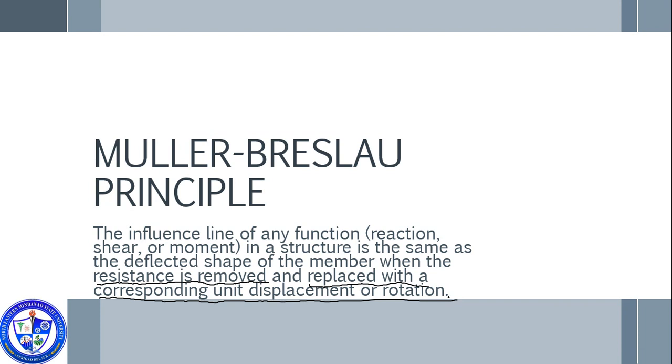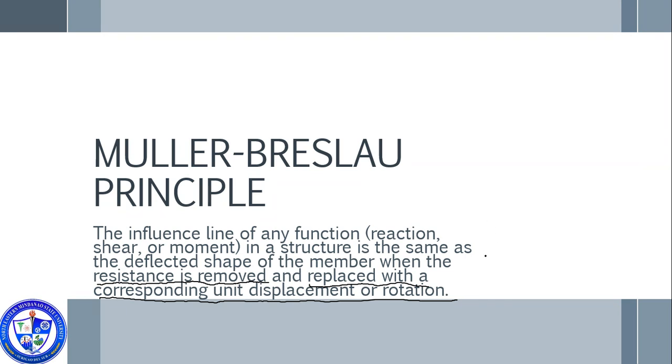So basically, what happens in the Miller-Breslau principle is you remove the support here, the reaction at A. Meaning there is no support here anymore. So if there is no support, you then apply a 1 unit displacement to see its influence line. So basically what you will do is apply a positive displacement.